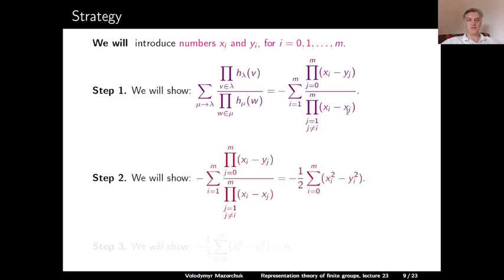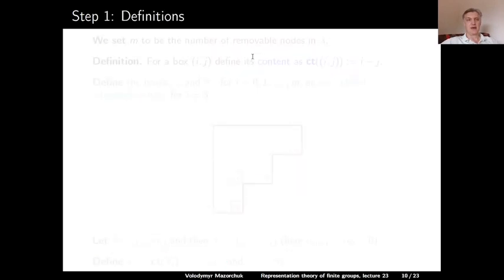In step 2, we will show that this new expression is equal to minus 1/2 the sum over all i from 0 to m of x_i squared minus y_i squared. And finally, in the last step, we will show that this expression is equal to n. And this will complete the proof of the Hook formula. So let us go on with this proof, and let us start with introducing our numbers m, x_i, and y_i.